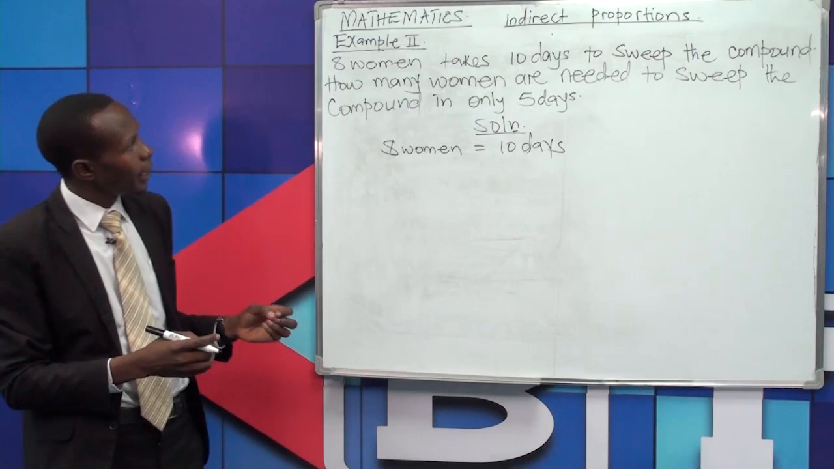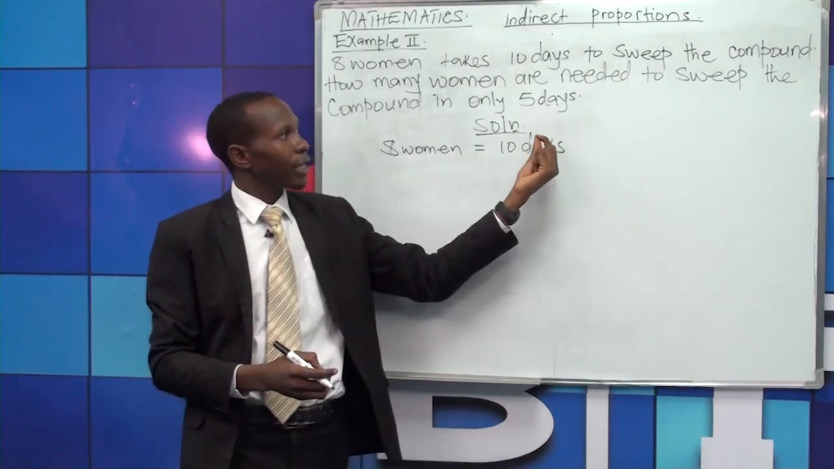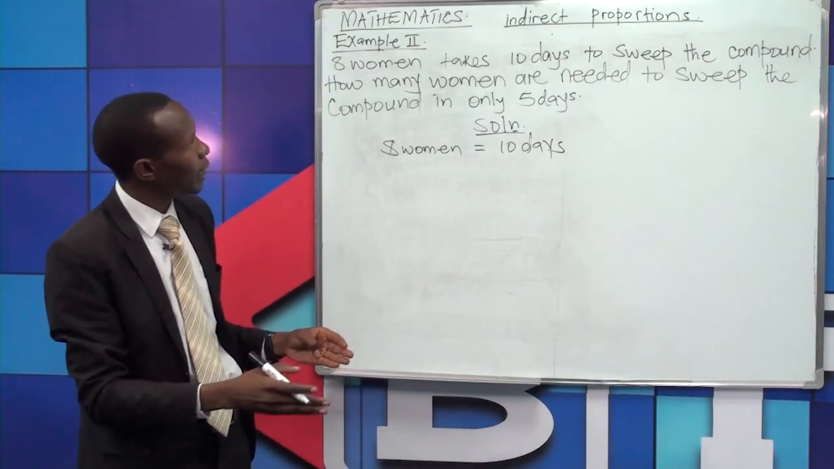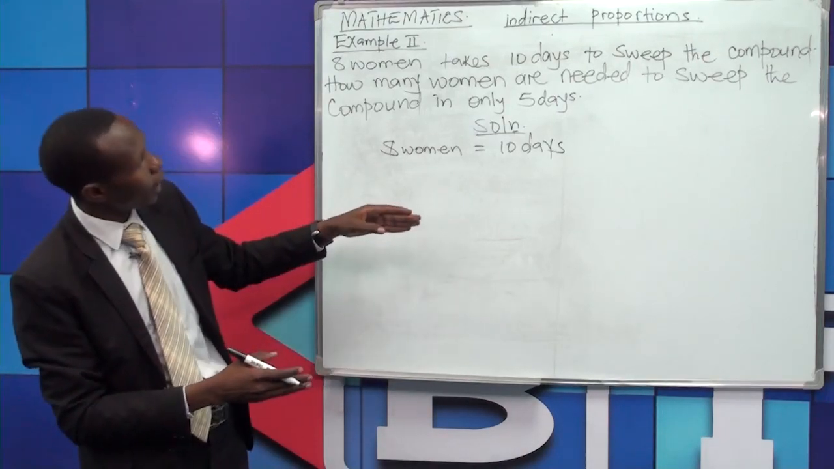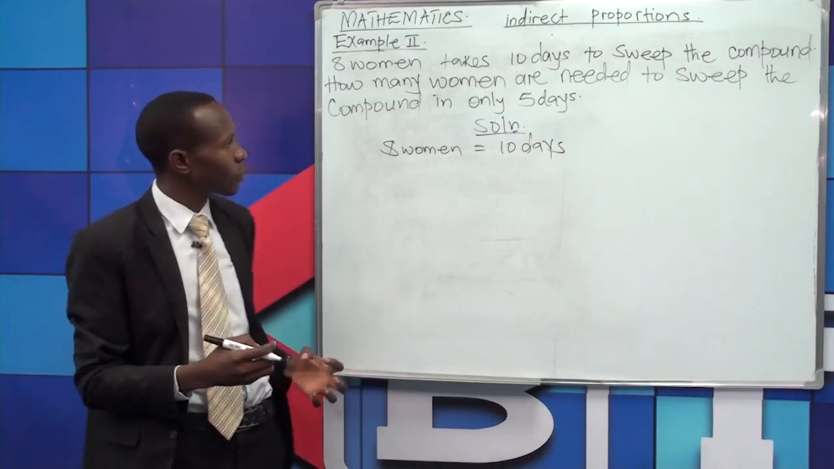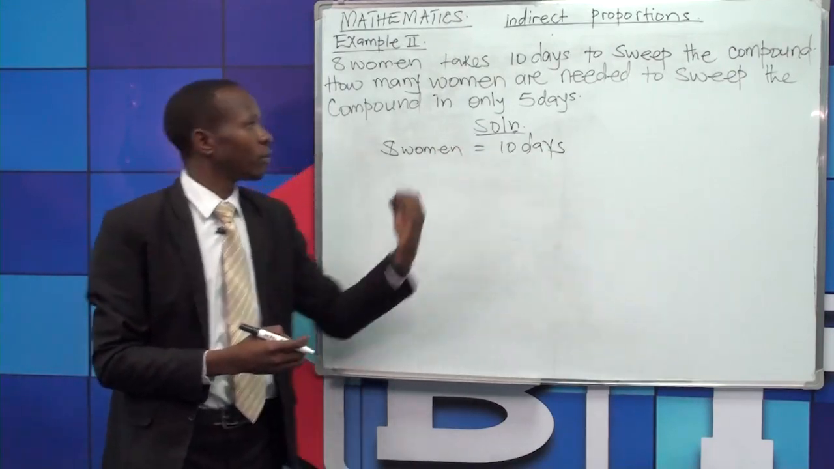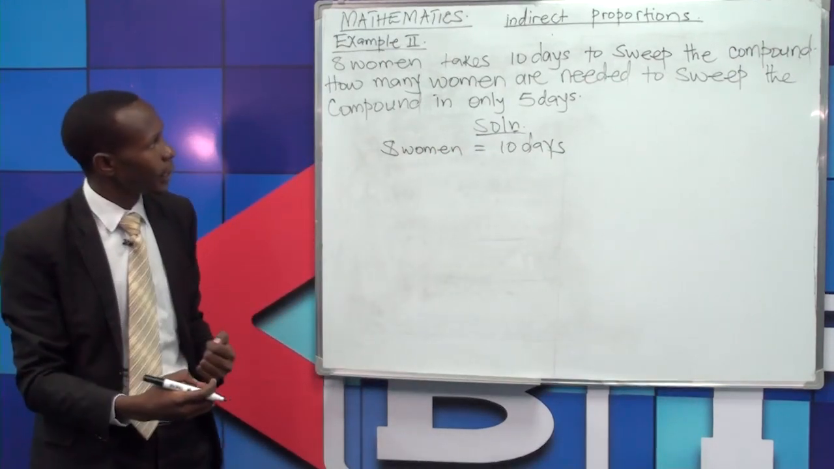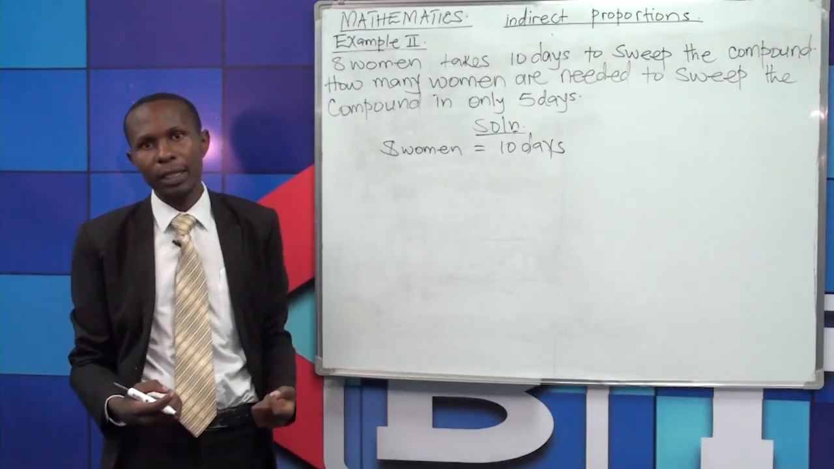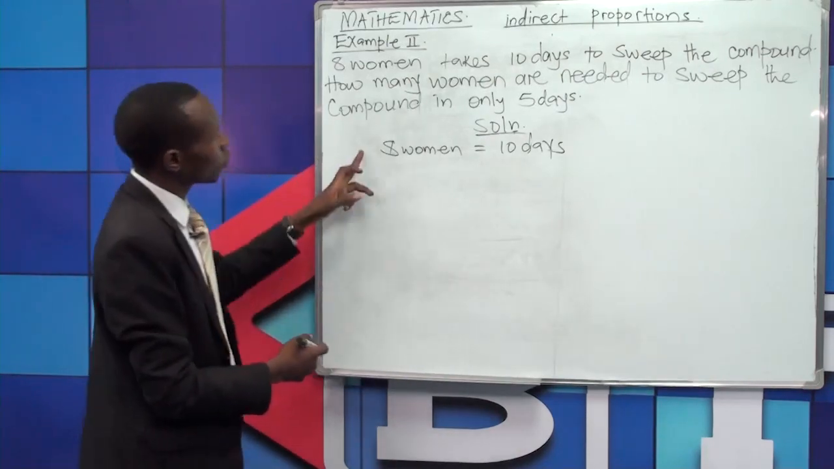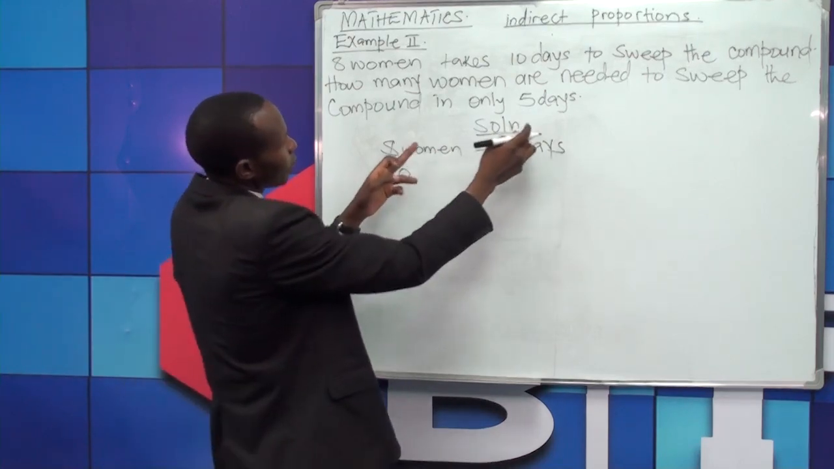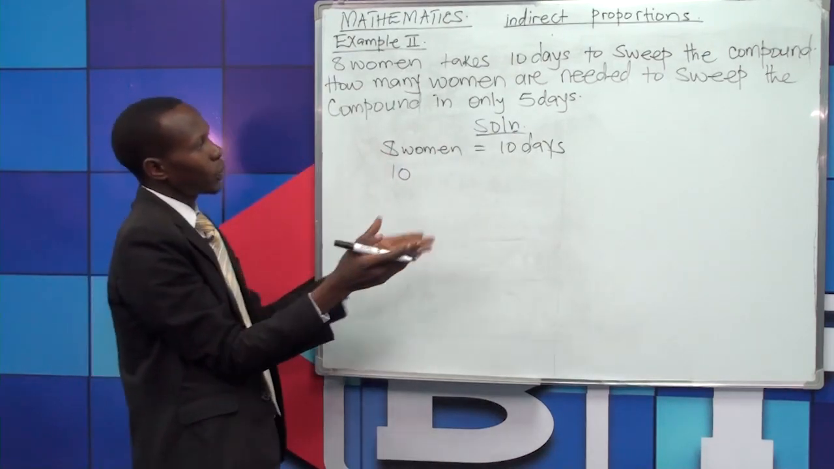But now they have given us the number of days, and they have not told us the number of workers who are required to complete that piece of work in a specific period of 5 days. So we are required to find out the number of women who are required to work in 5 days and complete the same compound. So the first thing we shall need to do here, since they want us to find the number of women, I'll begin with the days which they have given us.